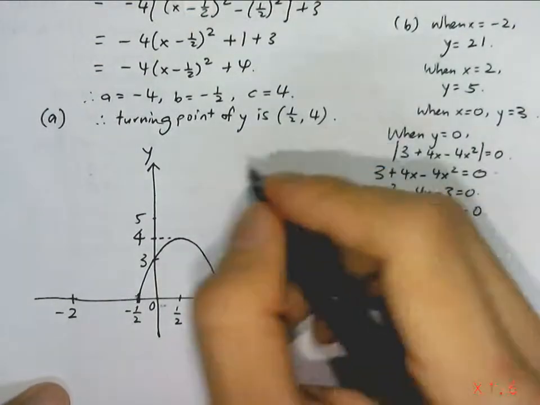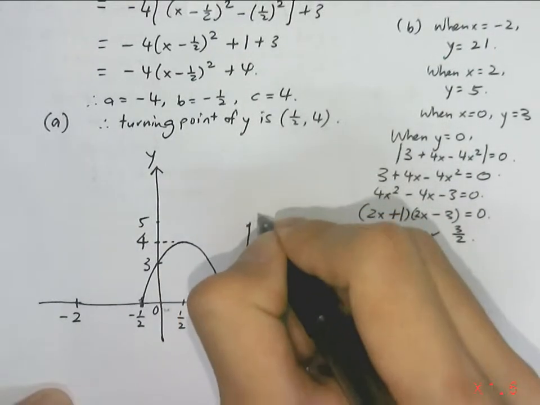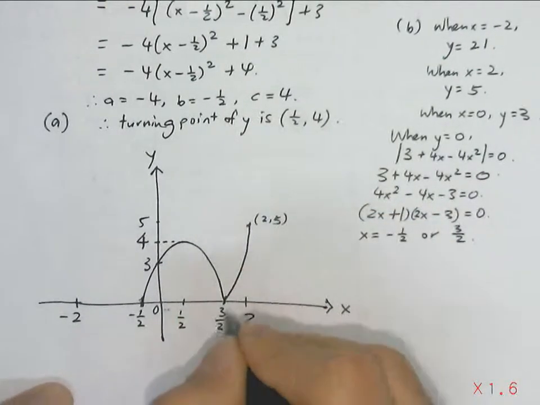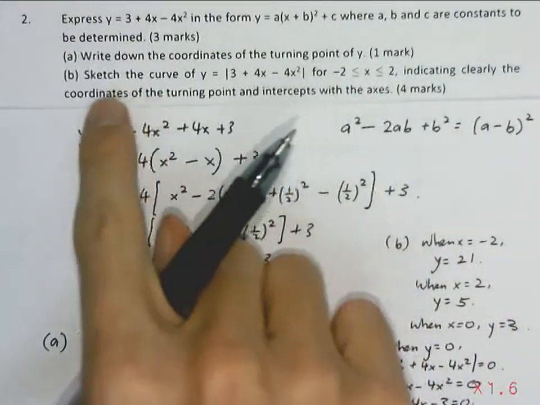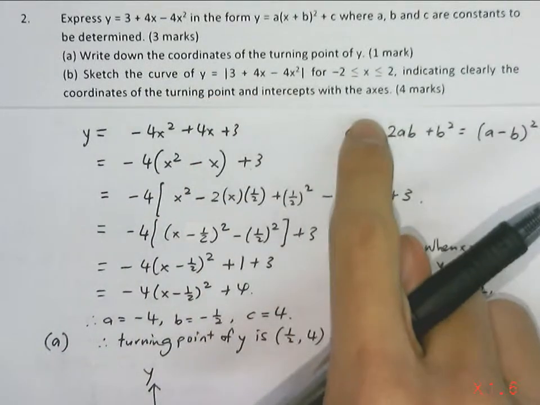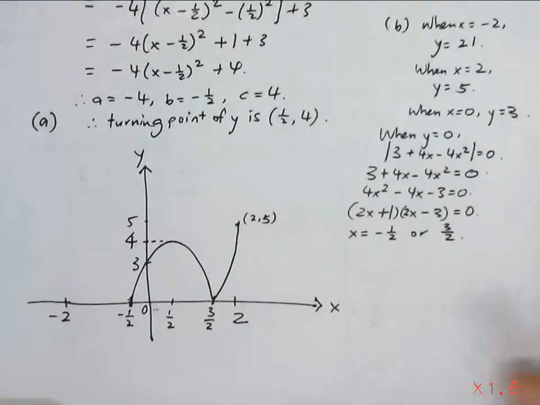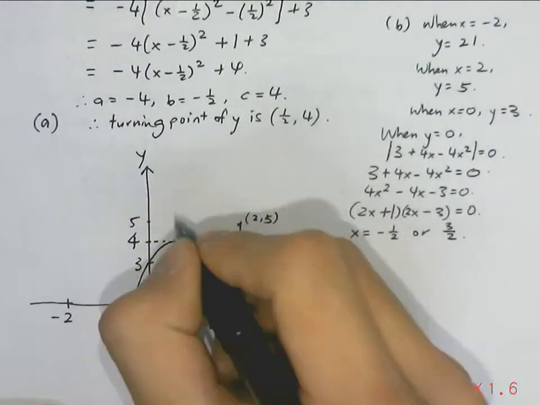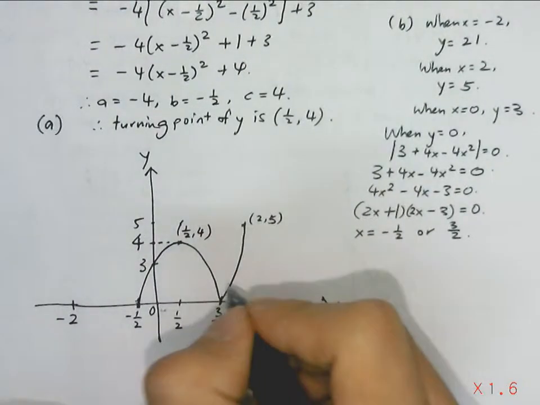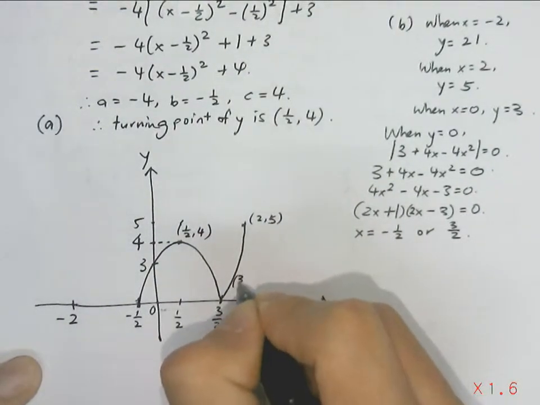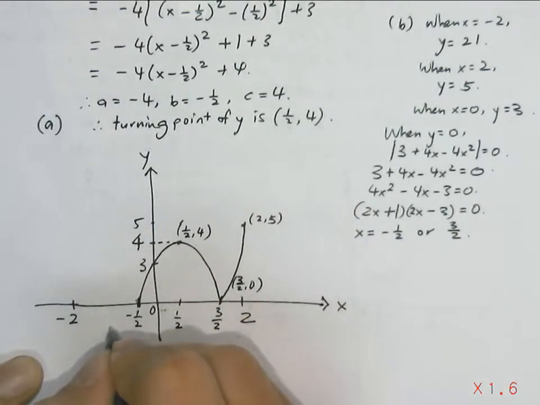Now you can include coordinates of the limit points. That means the upper limit and lower limit. So it's fine to just write down here. Most importantly, following the question, they want the coordinates of the turning point and all the intercepts with the axis. So turning point, half, 4. Intercepts, 3/2, 0. And at this point here is minus half, 0.